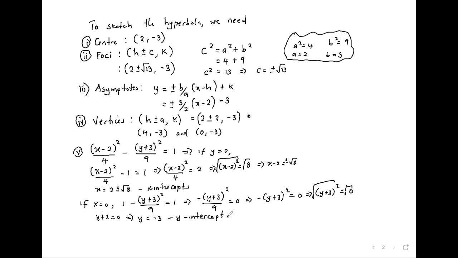Here we had 2. Remember, we had 2 plus root 8, comma 0, and 2 minus root 8, comma 0. Two of them. But for the y, it's only negative 3. So the y-intercept is 0, comma negative 3. It's always x, comma y. Then these guys, they are 2: 2 plus root 8, comma 0, and 2 minus root 8, comma 0. Like that.